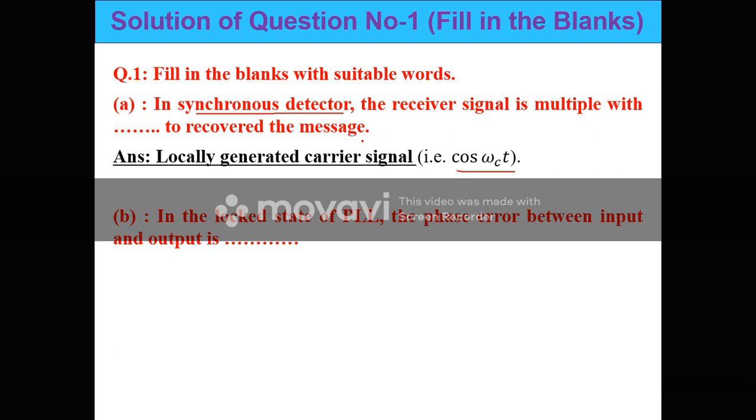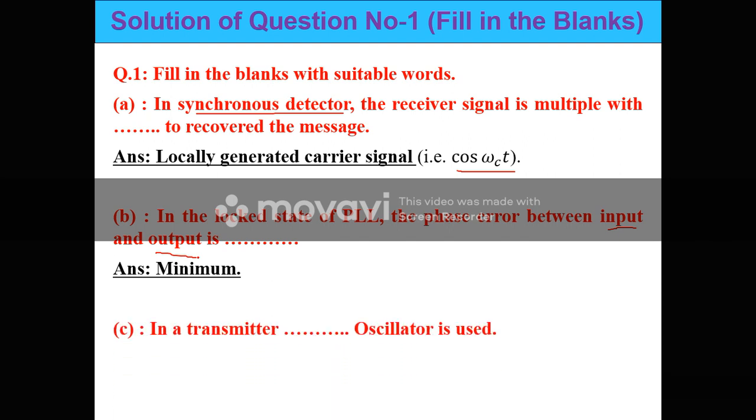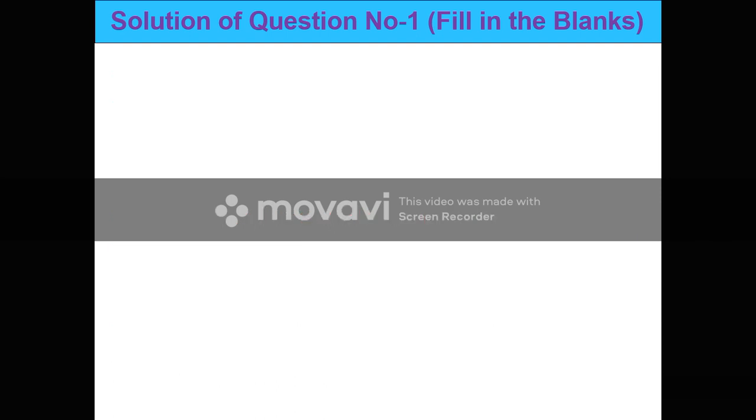Question number B: in the locked state of the phase locked loop, the phase error between input and output is minimum. Okay, so the correct answer is minimum. So the phase error between the input and output in the locked state of PLL is very minimum. Next is, in a transmitter what type of oscillator is generally used? In a transmitter generally we use the crystal oscillator.